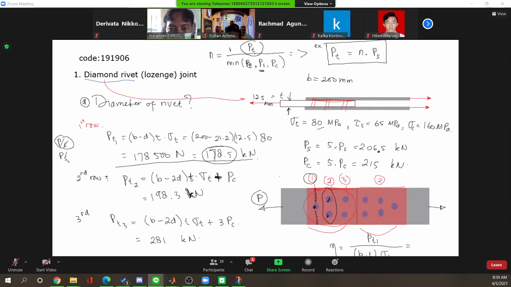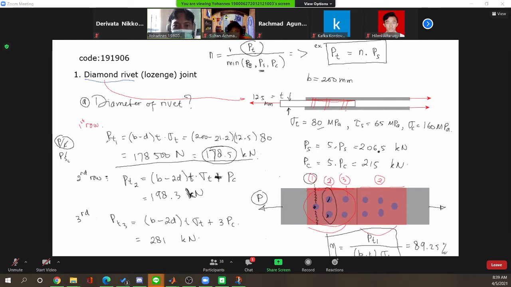And here the efficiency is 89.25%, obtained from this ratio. Okay. So what we have demonstrated here is how to analyze the strength for each row.